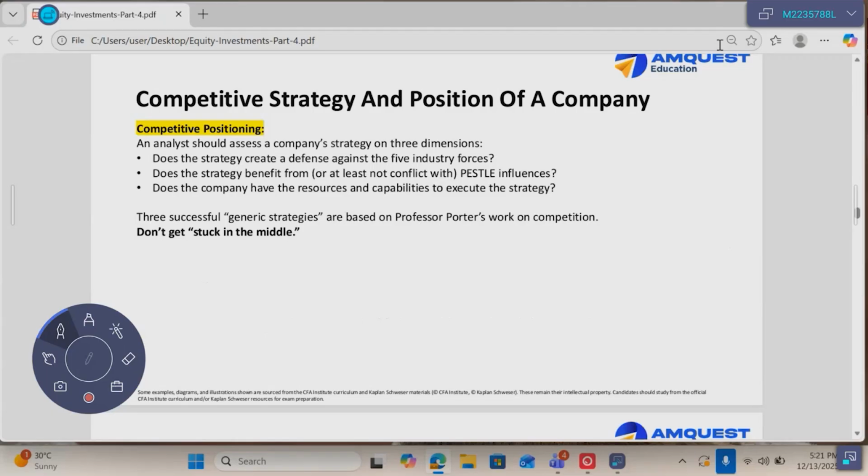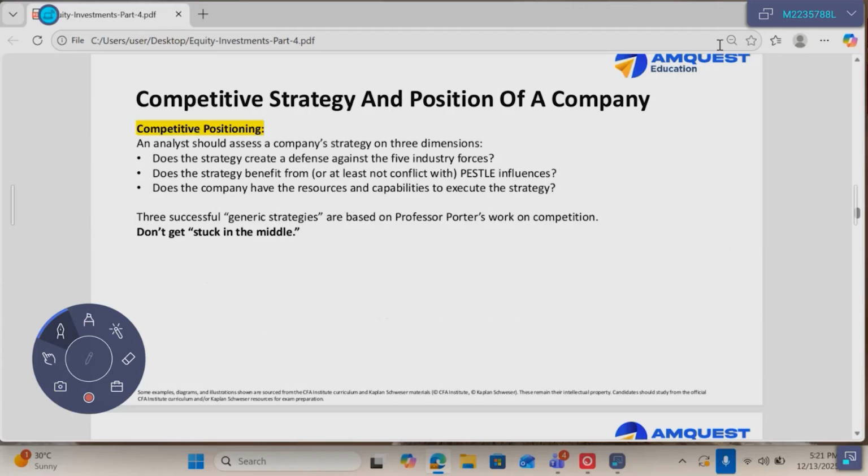So an analyst should assess the company's strategy on 3 dimensions. Does the strategy create a defense against the 5 industry forces? Does the strategy benefit or at least not conflict with the PESTEL influences? Or does the company have the resources and capabilities to execute the strategy? So let me give you an example.